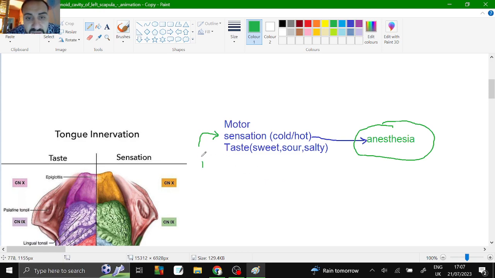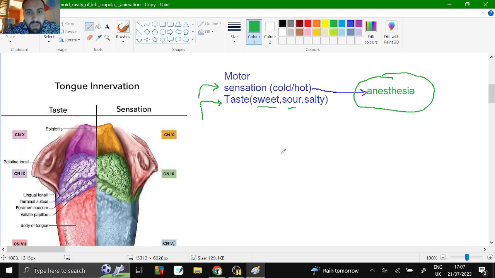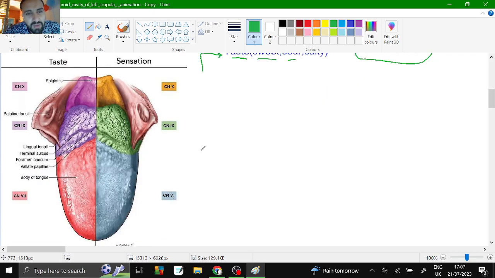And the last thing for the innervation is for the taste. As we know, the tongue has many taste buds that are used for taste, for example, sweet, sour, and salty. In this video, we're not talking about the motor innervation, but we're talking about the sensation and the taste. Why? Because they are quite similar.